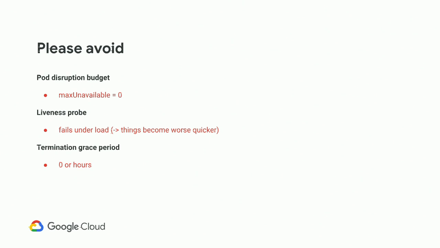Similarly, you should be careful about the liveness probe, because if the liveness probe that you define does not sustain a load and it fails, that means that Kubernetes will think that the application is unhealthy and reschedule it, which means there's cascading failure if you are already experiencing a severe load.